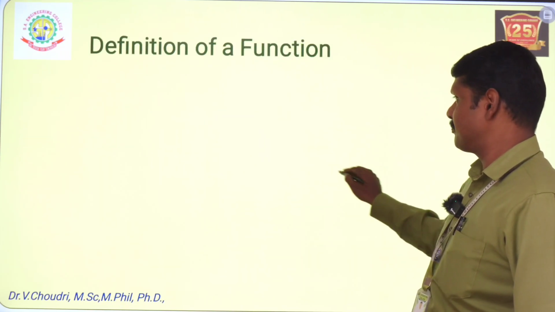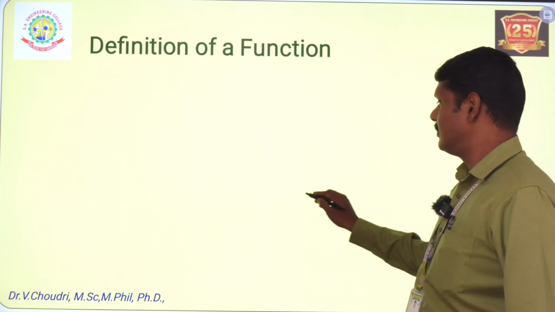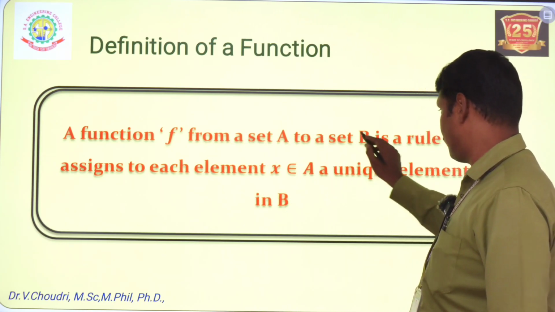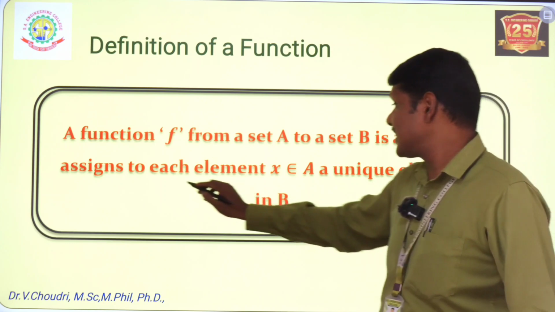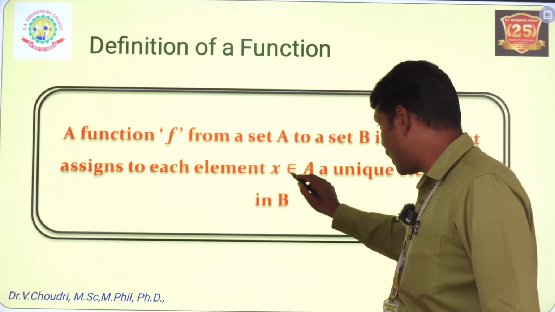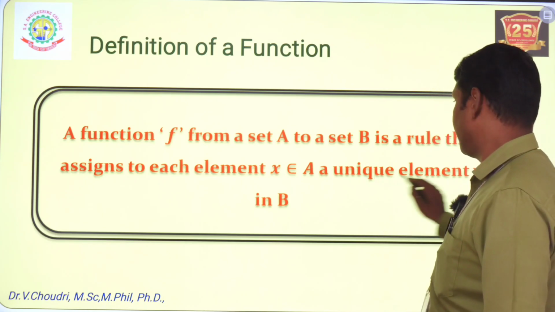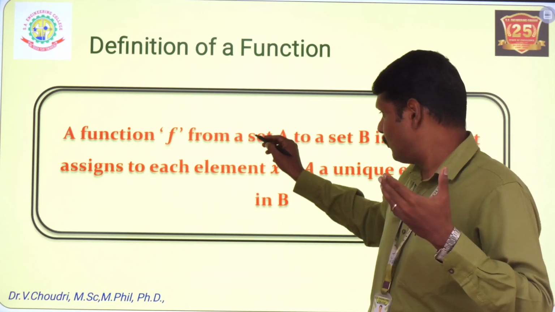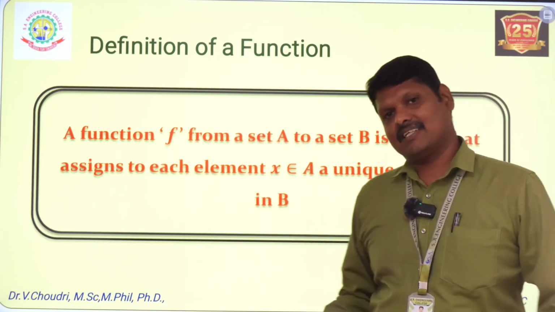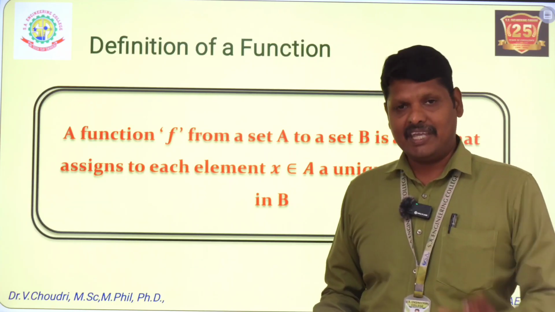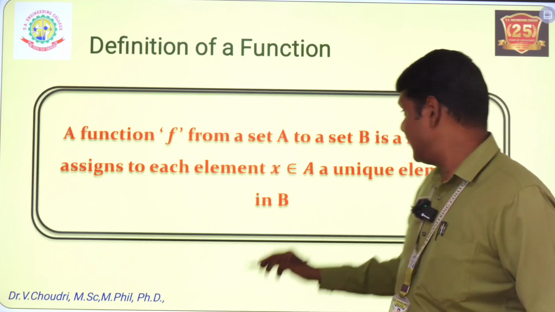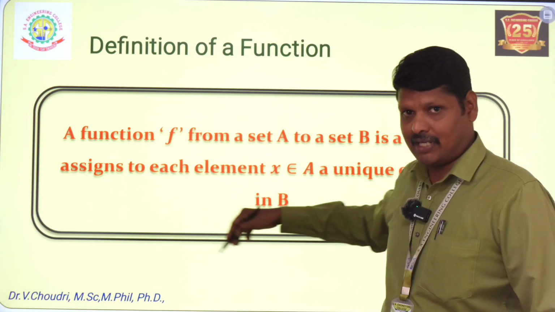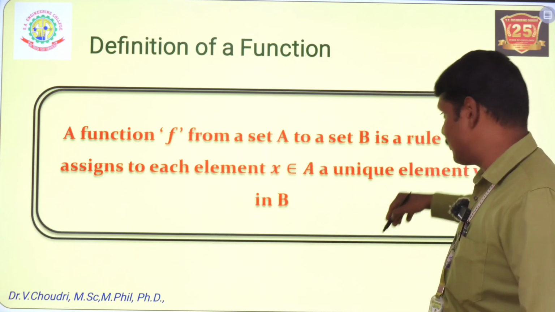Definition of a function. A function f from a set A to a set B is a rule that assigns to each element x belonging to A a unique element y in B. Usually, you know what is a set? Set is a collection of distinct objects. Here we are taking two sets, that is A and B. Set A, a collection of some elements, set B, a collection of some elements.